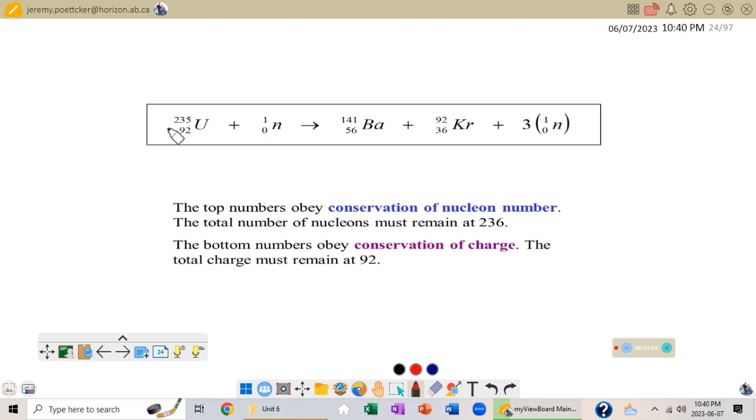Okay. Top numbers will be conservation of nucleon number, right? 235 plus 1 is 236. 141 plus 92 is 233. Plus 3 more here is 236. And the charge at the bottom has to remain at 92.